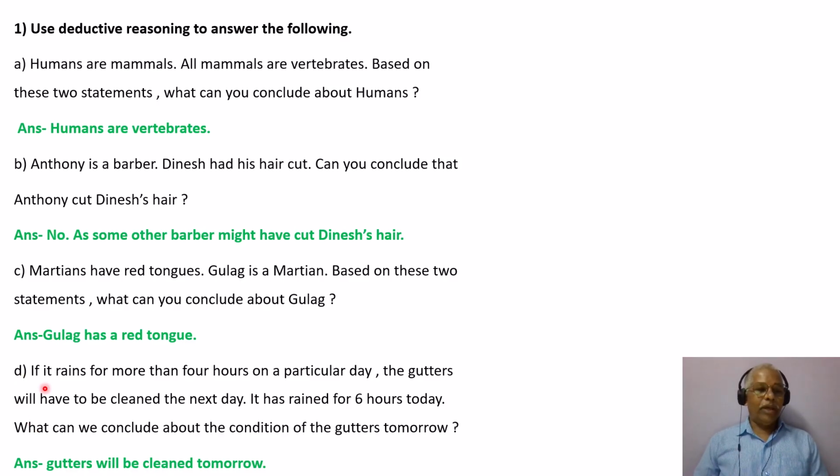And D. If it rains for more than 4 hours on a particular day, the gutters will have to be cleaned the next day. If it rains for 4 hours, gutter will be cleaned the next day. If it has rained for 6 hours today, what can we conclude about the condition of gutters tomorrow? Very simple. Answer: gutters will be cleaned tomorrow. So that is how logic in reasoning, that is deductive reasoning, is used.